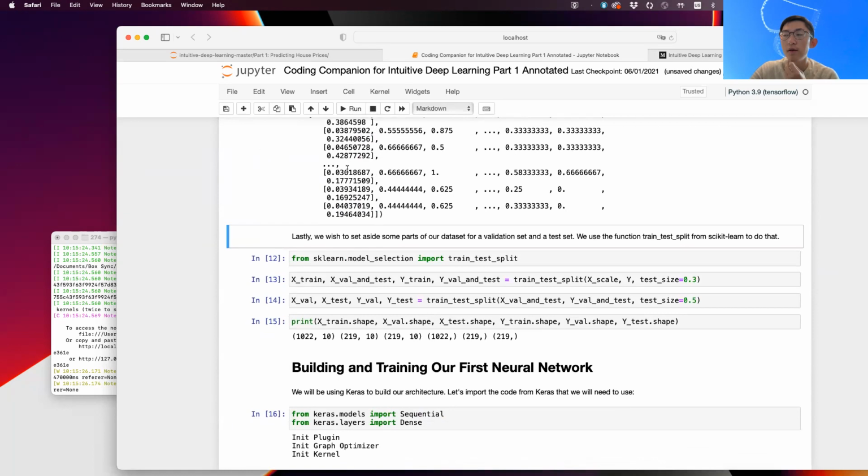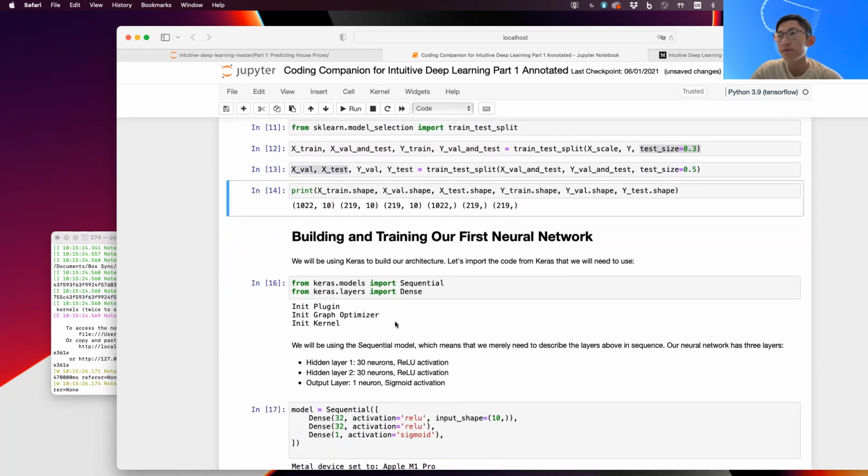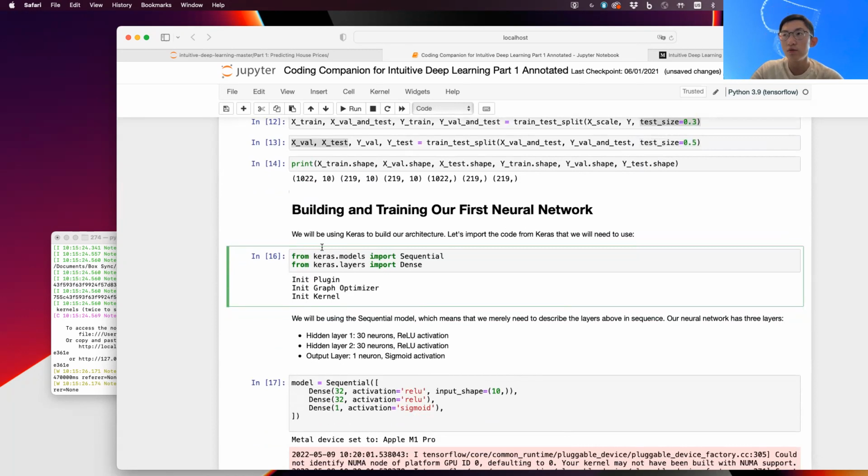A very important step for training your neural network model is to do the training-testing split. So here we do our training test split, and we specify the test size so that we have 70% as training, and 15% each as validation and testing. So this is over 1,000 samples as the training sample, and 200 each for the validation and testing sample size.